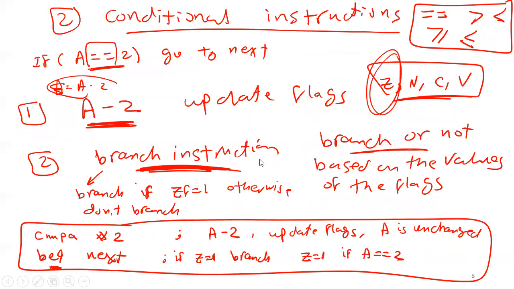So let me summarize what I said, guys. If I want to make a condition like this one, how can I do it in assembly? I have to use 2 instructions. One instruction to do subtraction and update the flags. The other one is one of the branch instructions, and these branch instructions are not doing anything other than looking at the flags, and based on the values of the flags, they jump or not.